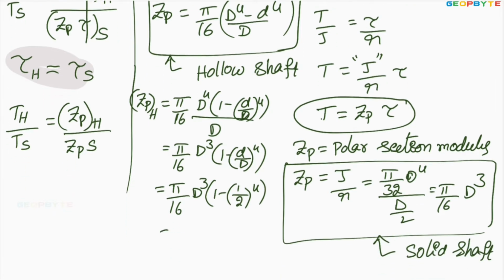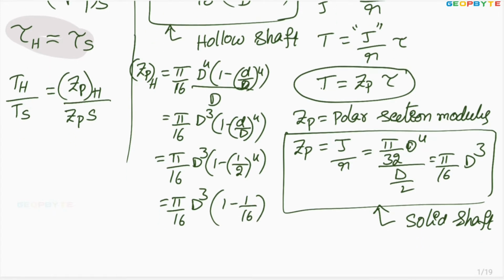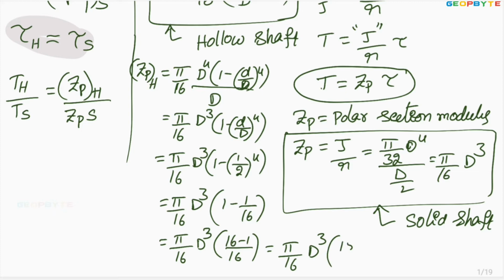Simplify the value. It is equal to pi by 16 into capital D cube into 1 minus 1 by 16. Can also be written as pi by 16 into D cube into 16 minus 1 by 16, which is equal to pi by 16 into capital D cube into 15 by 16. Now let us put those two values.